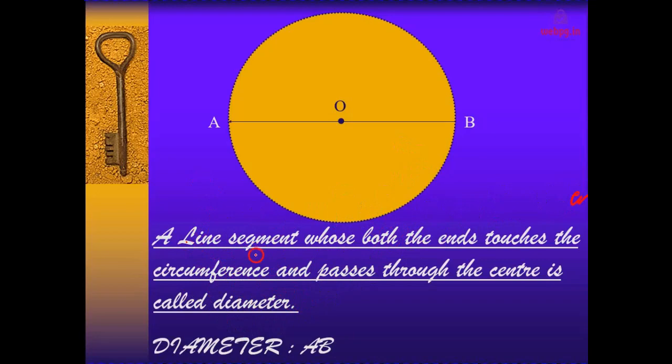A line segment whose both ends touch the circumference and pass through the center is called the diameter. If I give you the actual definition, the line segment which crosses the center, there is our center, and touches the circumference on both sides, from anywhere like this. If we draw from this side and it ends here, with both ends on the circumference, and it crosses the center, we call it the diameter, right?